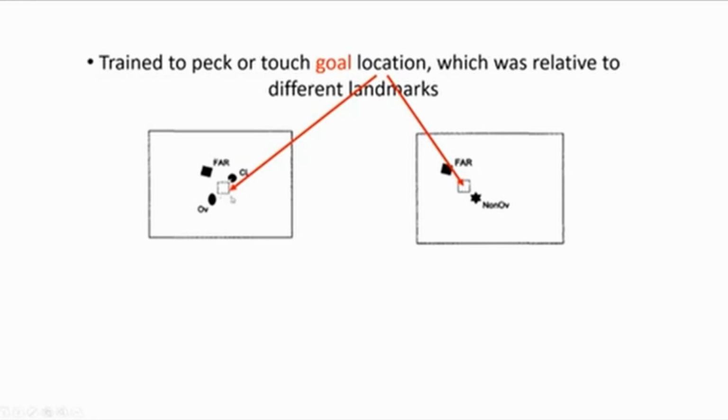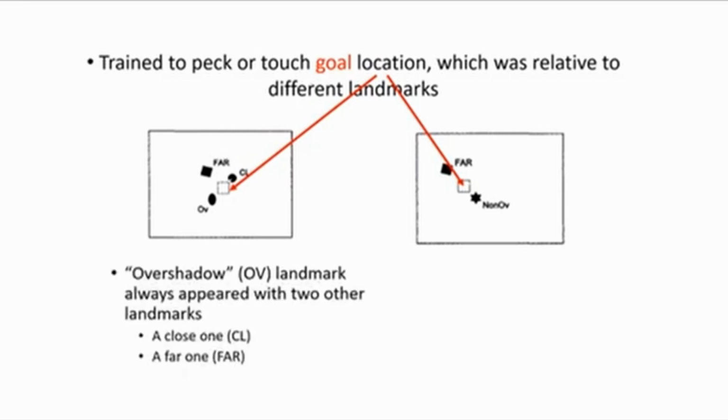So during training, you could be shown the square, but afterwards they would leave that space blank, and you'd have to remember where the goal location was relative to the other cues, relative to the other landmarks that were given to you. In these conditions here, these would be overshadow conditions. So we would have these OV or overshadow landmarks, and these always appeared with two other landmarks. And the idea with these overshadow landmarks was that the presence of some other landmark would be expected to overshadow our learning of this particular OV landmark.